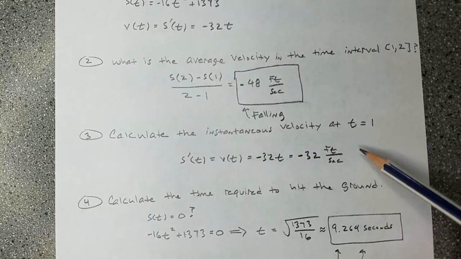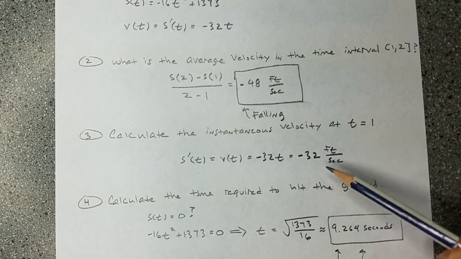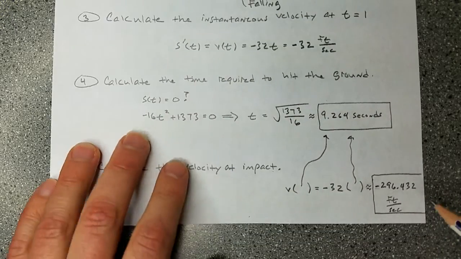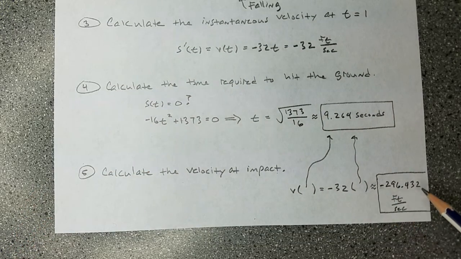When t is equal to 1, it's not moving that fast. It hasn't been falling for that long, 32 feet per second. When t is 9, it's moving significantly faster. All right, that shouldn't surprise us. We know how falling objects work.